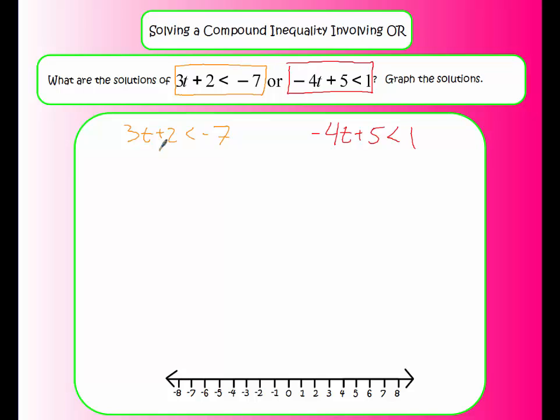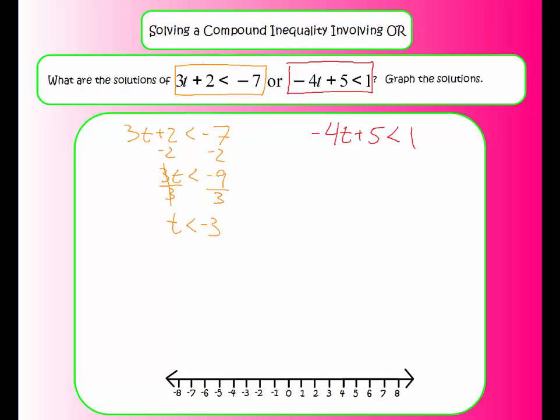Looking at the first piece, I would subtract 2 from both sides, telling me 3t is less than negative 9. I then divide by a positive 3. I think to myself, do I have to flip the sign when I divide by a positive? The answer is no. So I'm left with t is less than negative 9 divided by 3, which is negative 3.